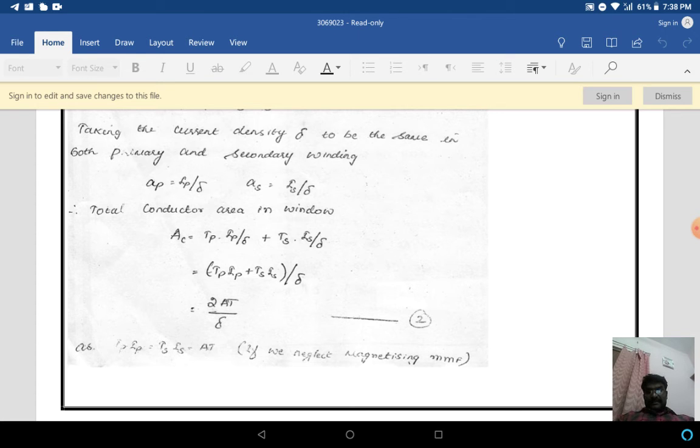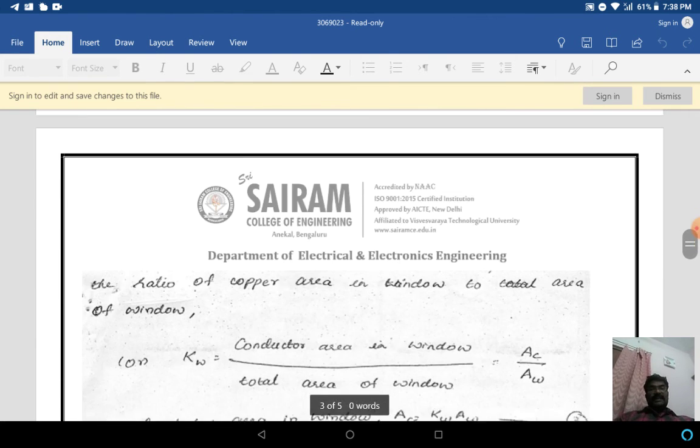Here TP IP is equal to TS IS, which we can write as AT, the ampere turns. So in the above equation 2, we get AC is equal to AT plus AT by del, that is 2 AT by del. The equation 2 we are getting like this.